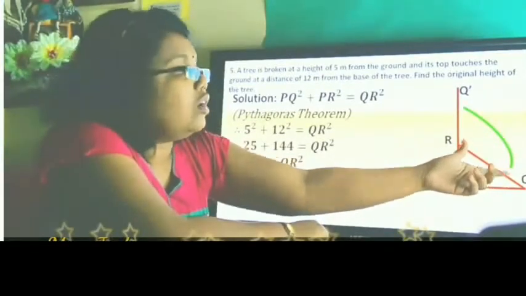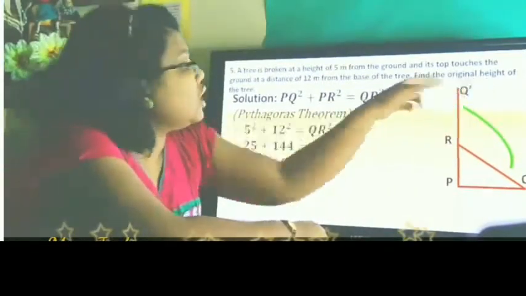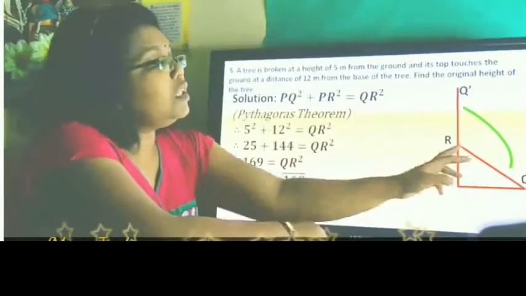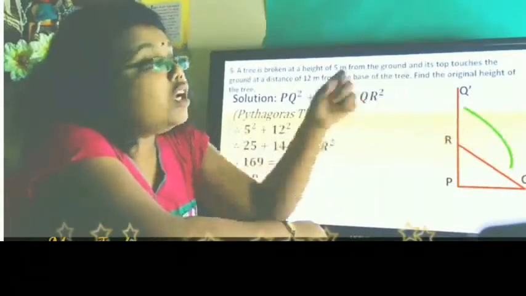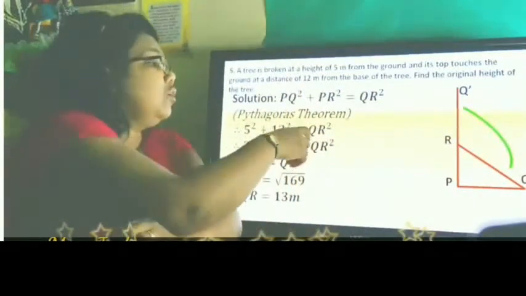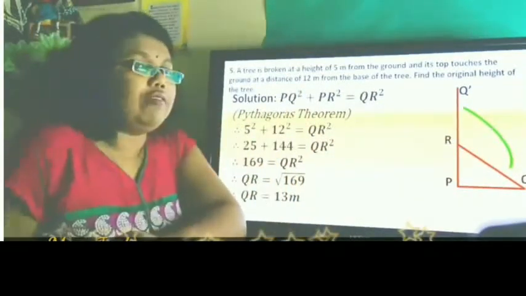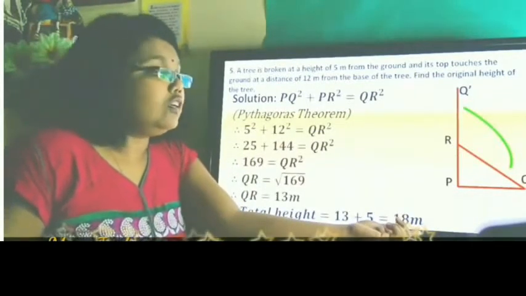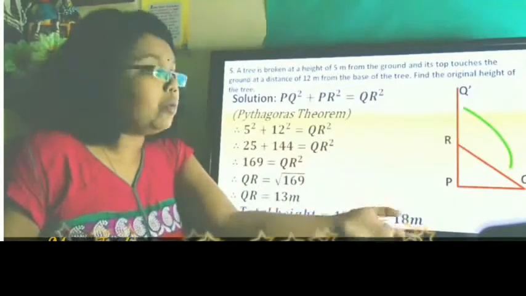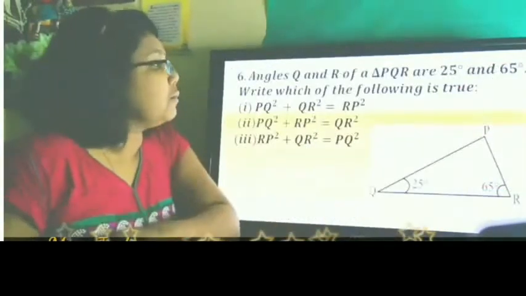Now this is fallen down, but then the question states the original height of the tree. Original height means the one that's fallen down and the one that's standing. Both these must be added. To add them, we need to add 13 and 5. When you add 13 and 5, you get 18 meter. The height of the tree when it was standing, before it was broken down, was 18 meter.